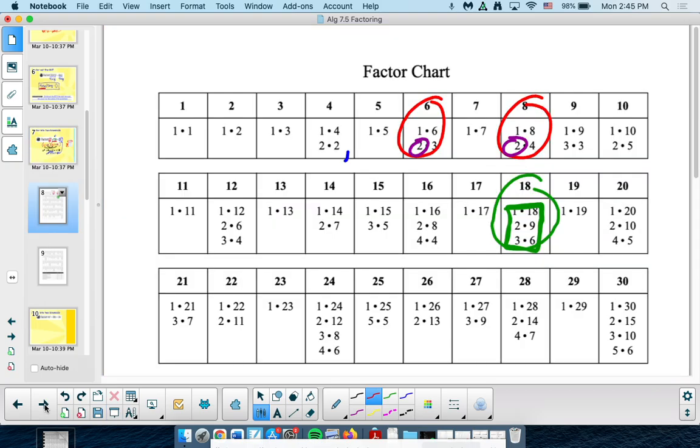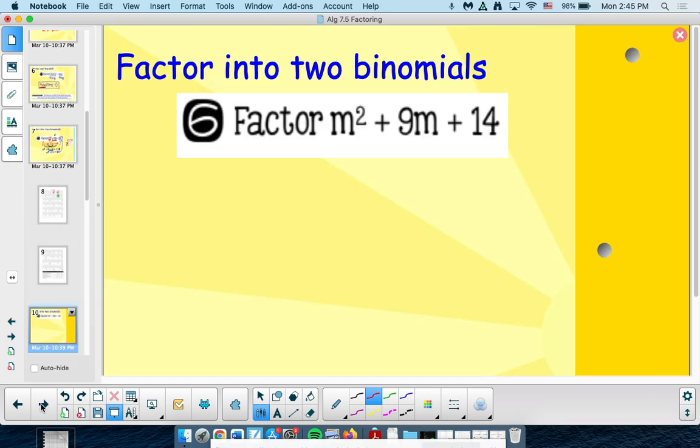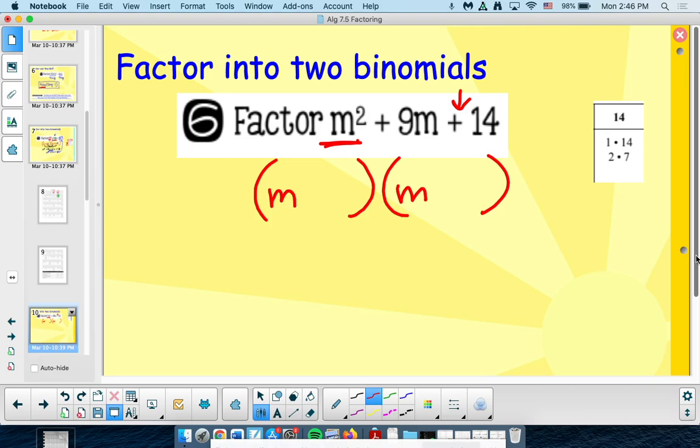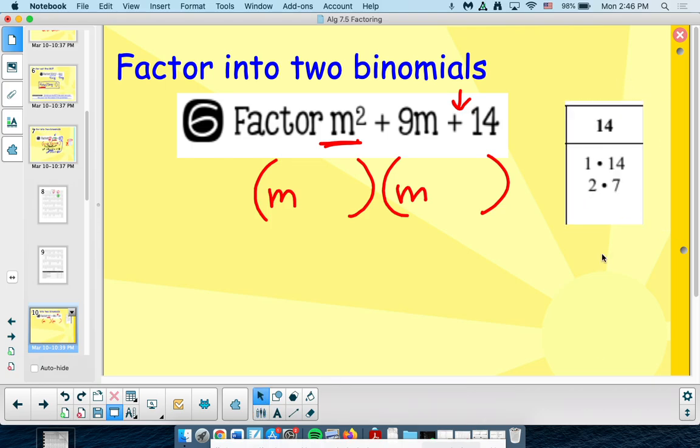Let's try another one. So we have to factor m squared plus 9m plus 14. So again, start with your two sets of parentheses. The only way to get an m squared is an m and an m. Now we're multiplying to a positive 14. So we look at our factors of 14 on our sheet. Which ones would add or subtract to 9? Well, this one's pretty obvious and there are only two options. It has to be that one, right? 7 plus 2 gives me 9.